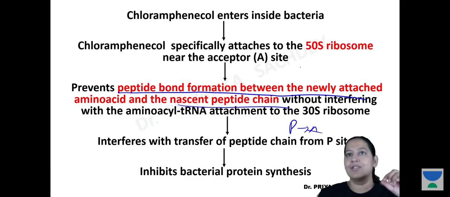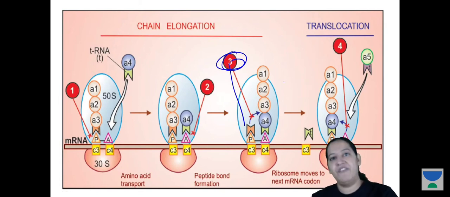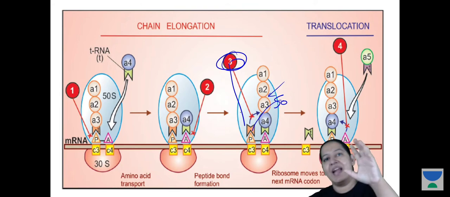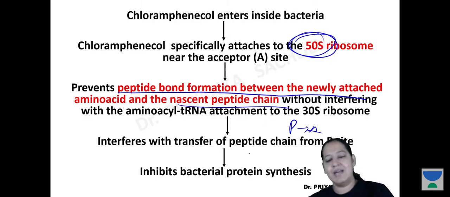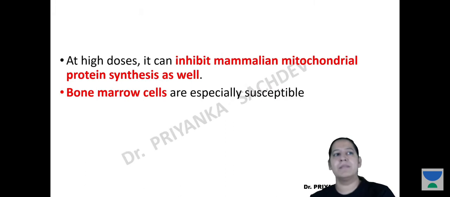So that is the thing. It is acting on 50S, not on 30S. It will act through the 50S ribosome. It will come, act on the 50S ribosome and inhibit this step, the third step. And it is bacteriostatic. Again, it is bacteriostatic. Give me a thumbs up.